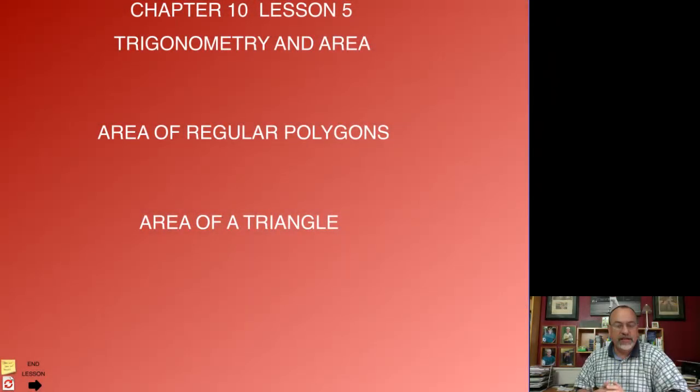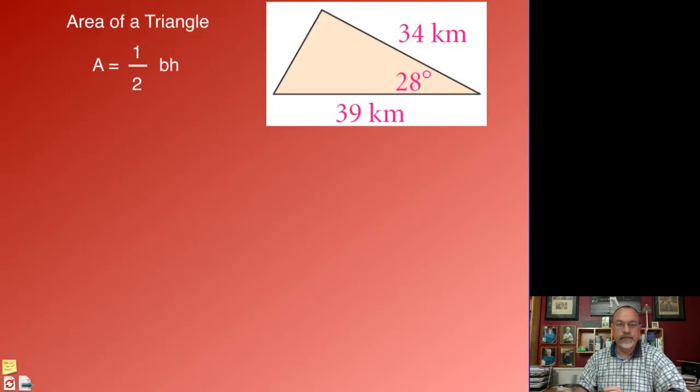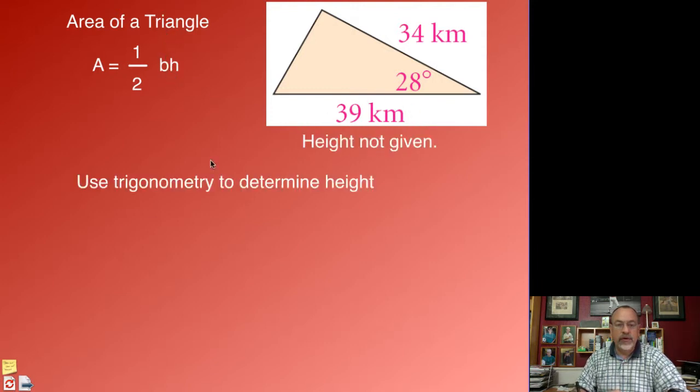Geometry Chapter 10, Lesson 5, and we looked at determining the area of regular polygons using trigonometry. We want to look at one other way that we can use trigonometry, and that is going back to determining the area of a triangle. Now you remember from earlier lessons that the area of a triangle can be determined by taking 1/2 the base times the height. Well, in this situation the height is not given, and so what do we do?